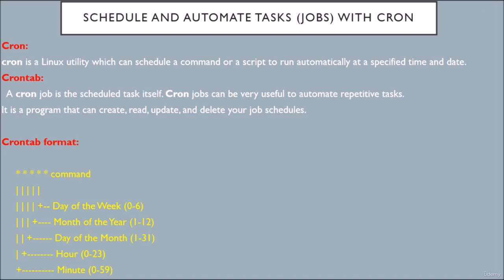If you see the 5 asterisks, they represent the minute, hour, day of the month, month of the year, and day of the week, and then you can type in the command that you want it to run, or you can have a script that needs to run at that time. But this is the Crontab format.